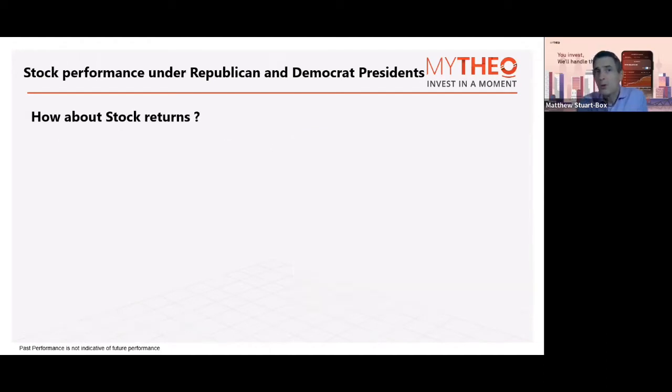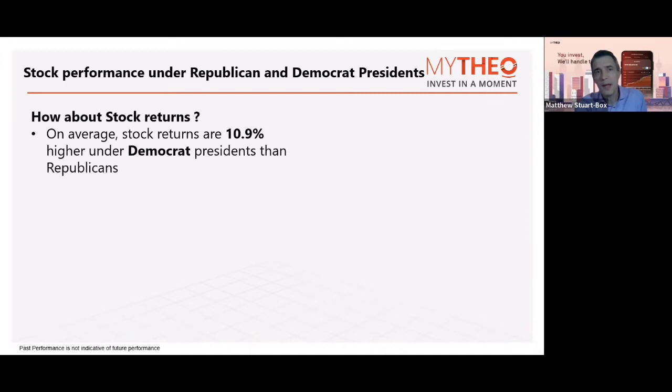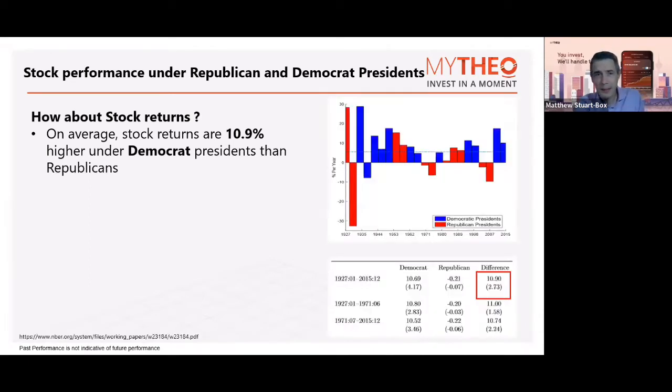But then how about stock returns? Well, you can do exactly the same thing and look at the returns of the S&P under Republican and Democrat presidents. And here we see a very interesting result. Wow. Stock returns are nearly 11% higher under Democrat presidents than Republicans. And these are annual figures, so 11% per year on average higher under Democrats than Republicans, which again was really quite surprising to me. This is what the data looks like.